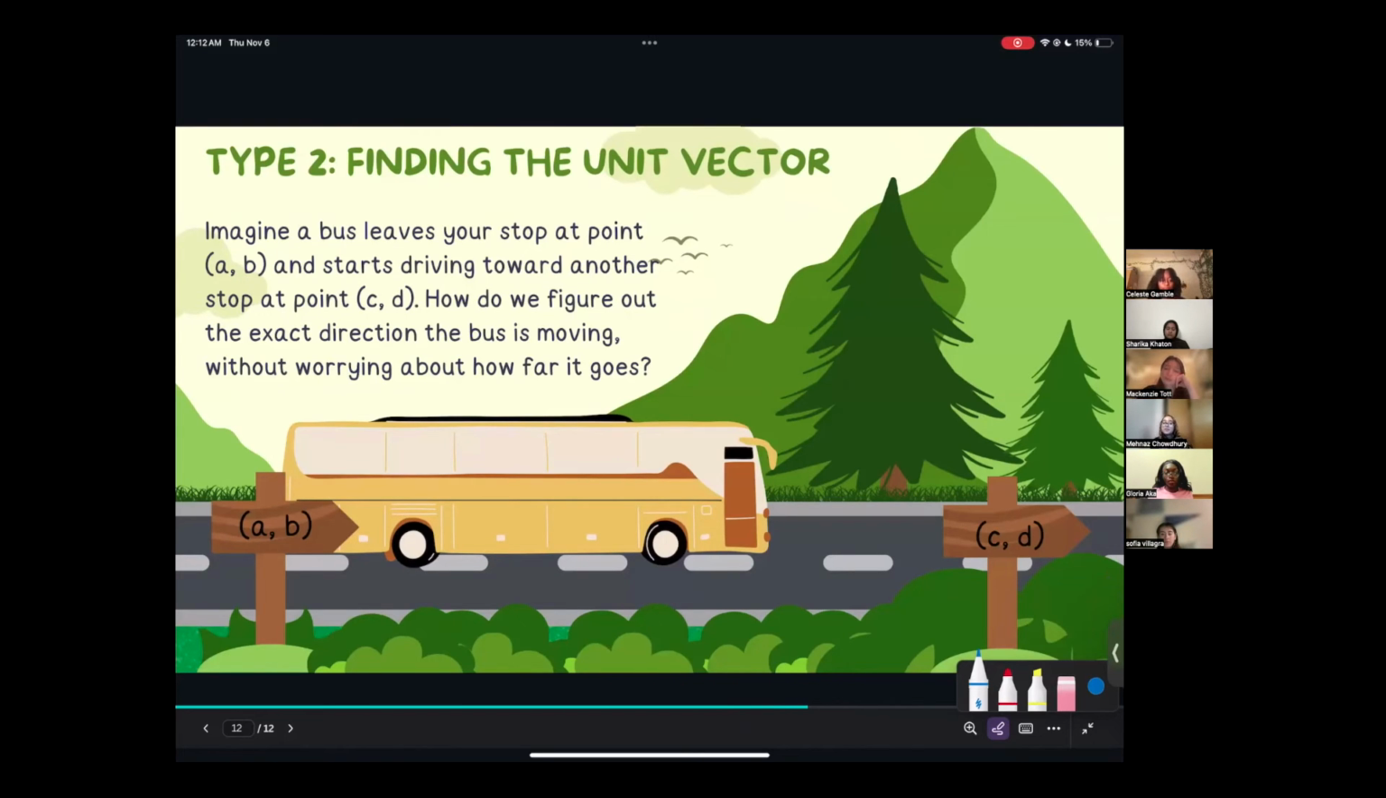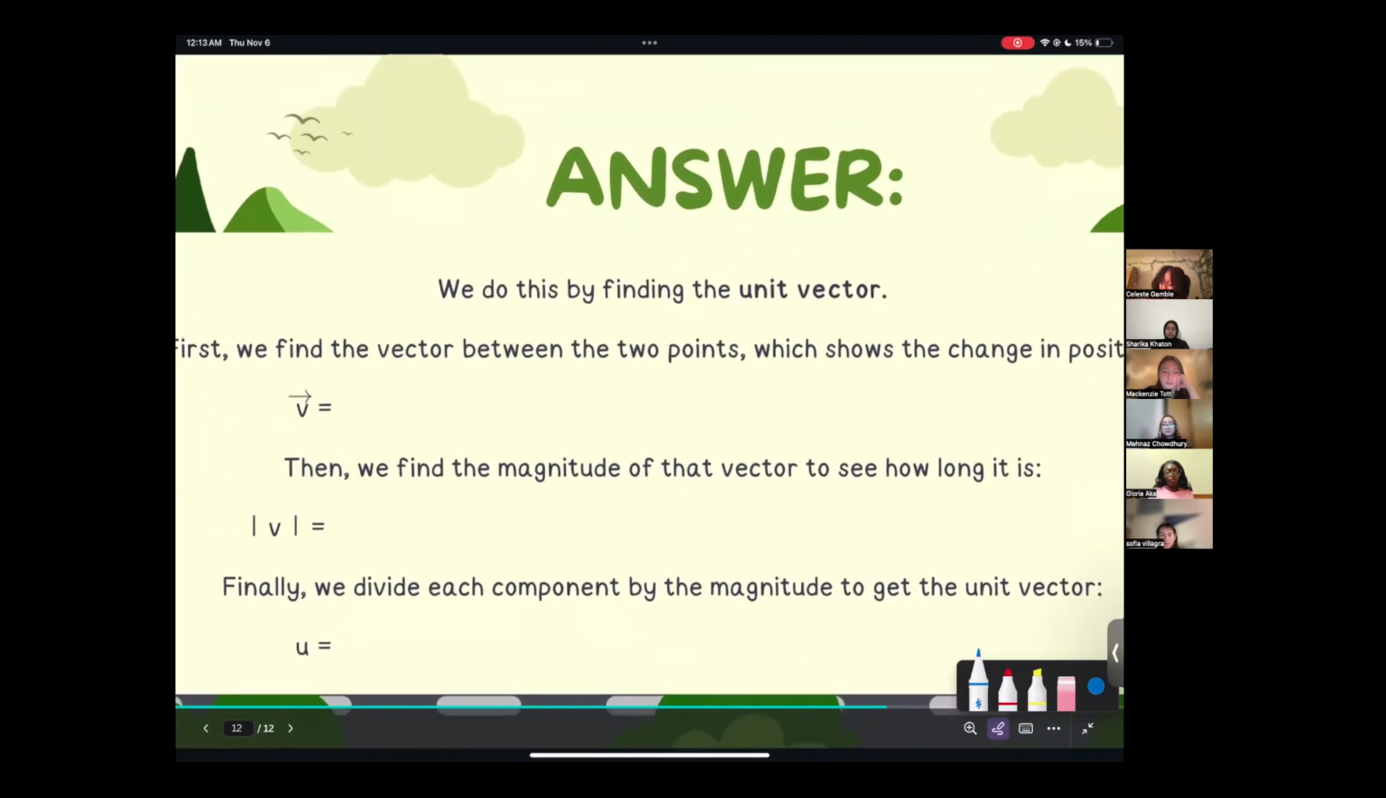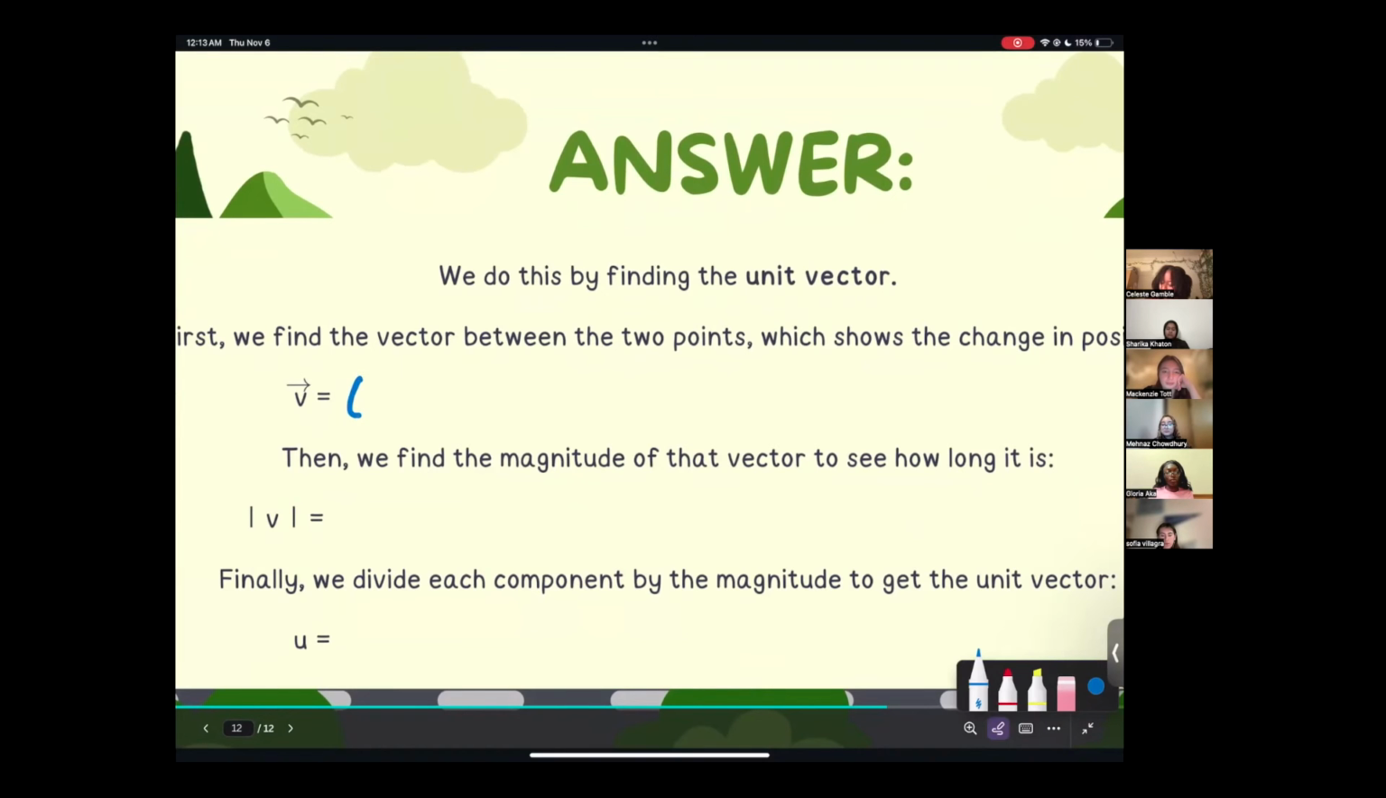The second type of question you might encounter is to find the unit vector. So you may imagine a bus leaving your stop at point (a, b) and starting to drive towards another point (c, d). How do we figure out the exact direction that the bus is moving without worrying about how far it goes? We're going to do this by finding the unit vector. First, we'll find the vector between the two points, which shows the change in position, and that's going to be equal to (c minus a, d minus b).